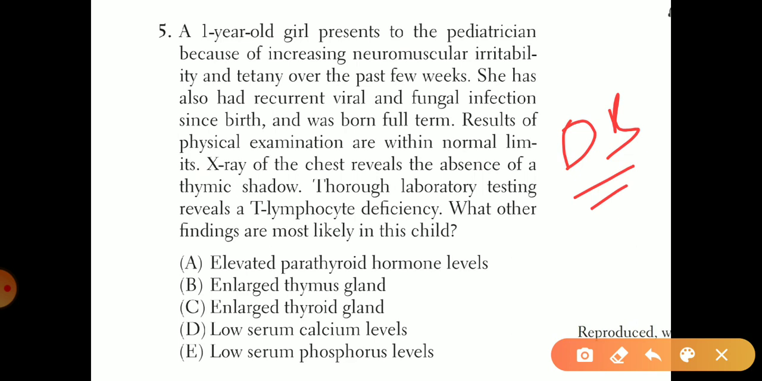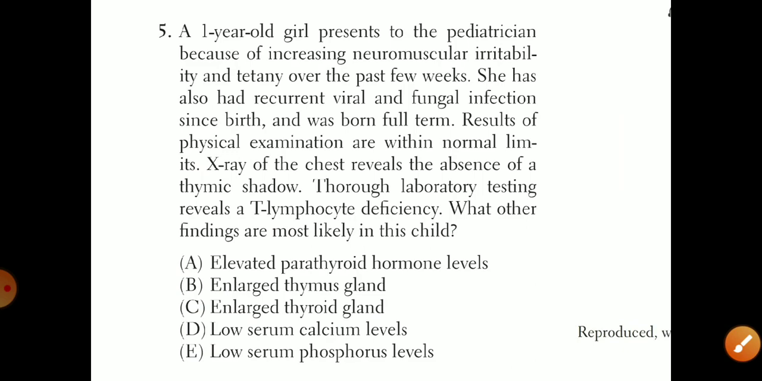So what will be the associated finding? There is deficiency of T cells with a low level of calcium. Elevated parathyroid hormone, no, because the parathyroid is not forming. Enlarged thymus, no, there is no thymus. Enlarged thyroid has no relation with the third pharyngeal pouch; it forms from the midline, from the thyroid diverticulum. Low calcium and low serum phosphorus: the best choice is low calcium level because of the lack of parathyroid gland. Thank you for your attention.